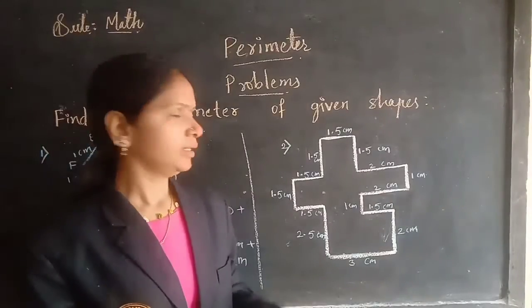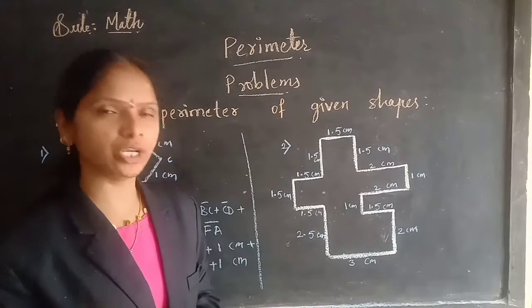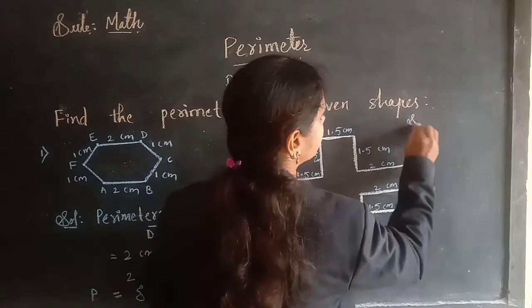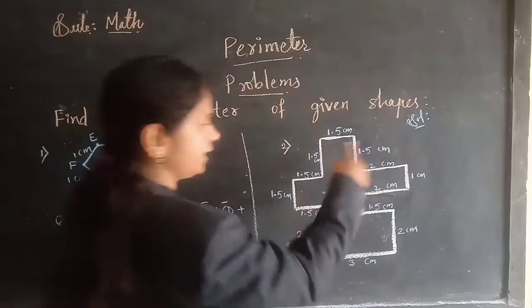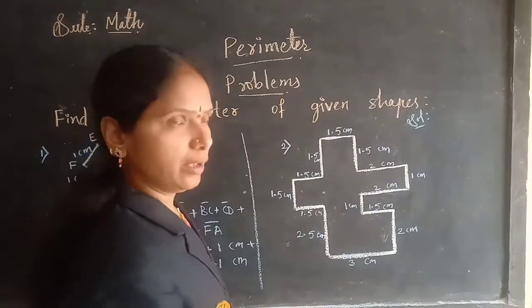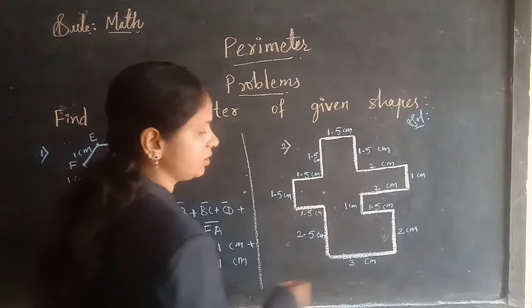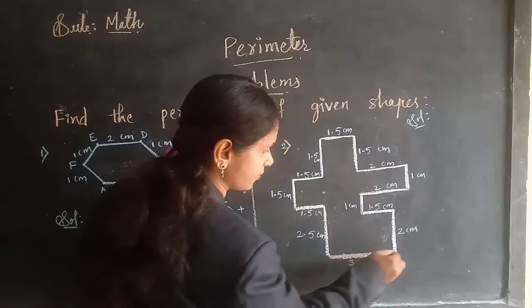Now, yes children, let's find the perimeter of the next shape. See here, one by one. Perimeter is nothing but adding all the sides, and here we have many sides children. While you are adding, be careful. So I am writing the sides here. First I am taking this side.